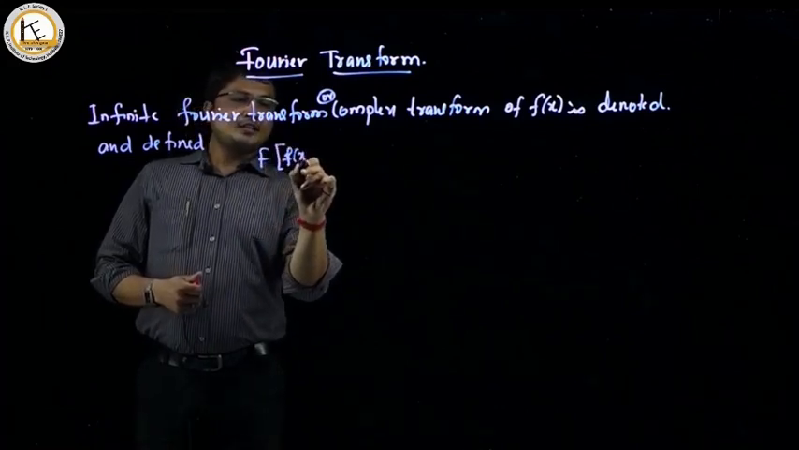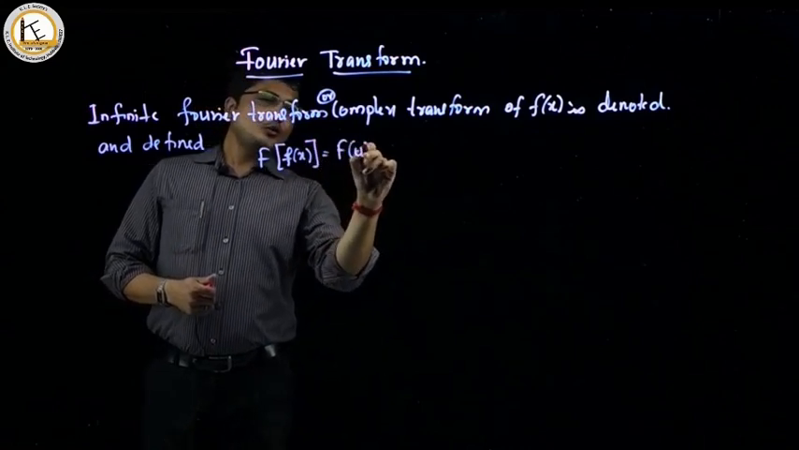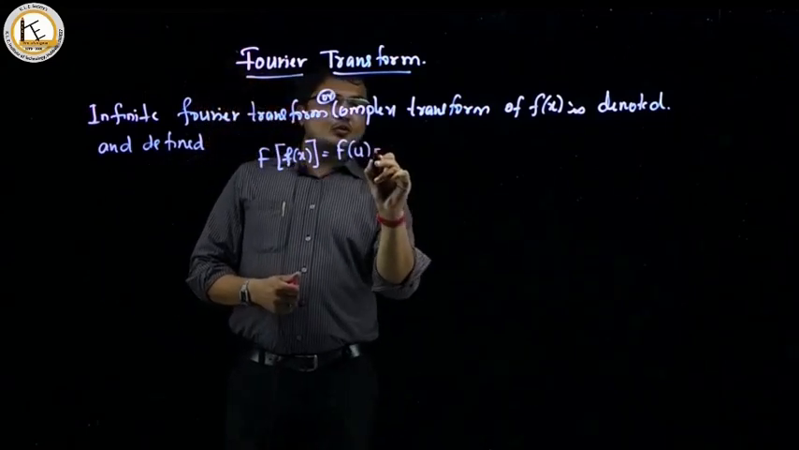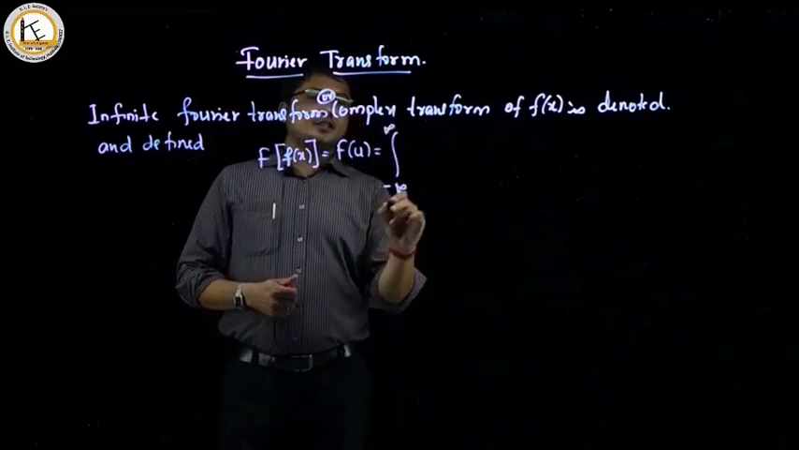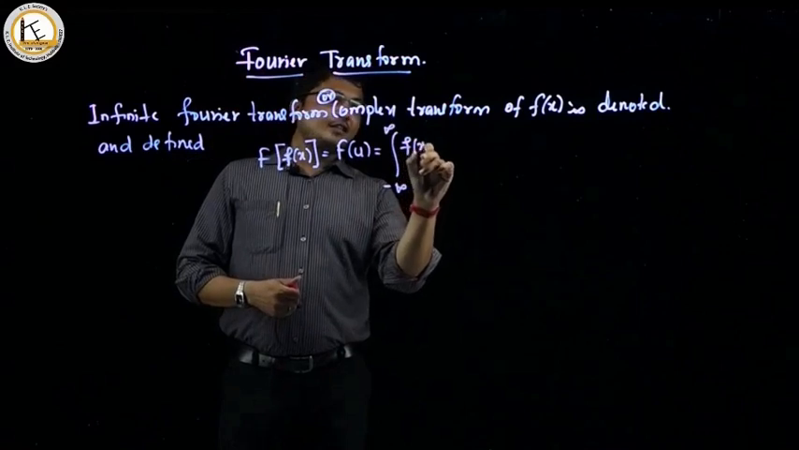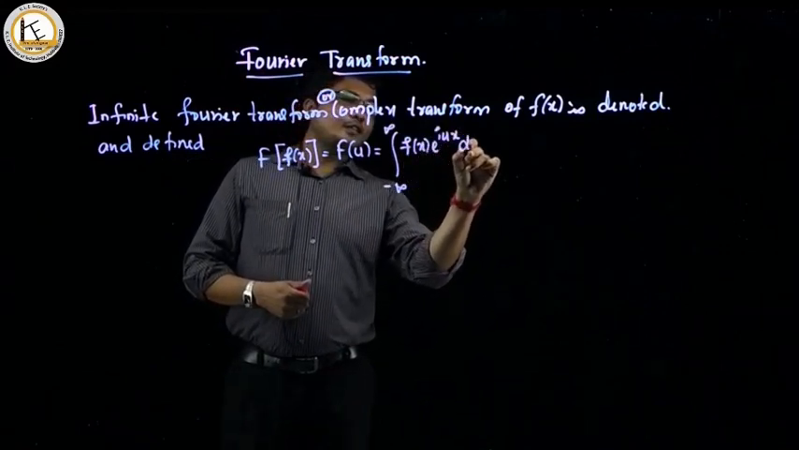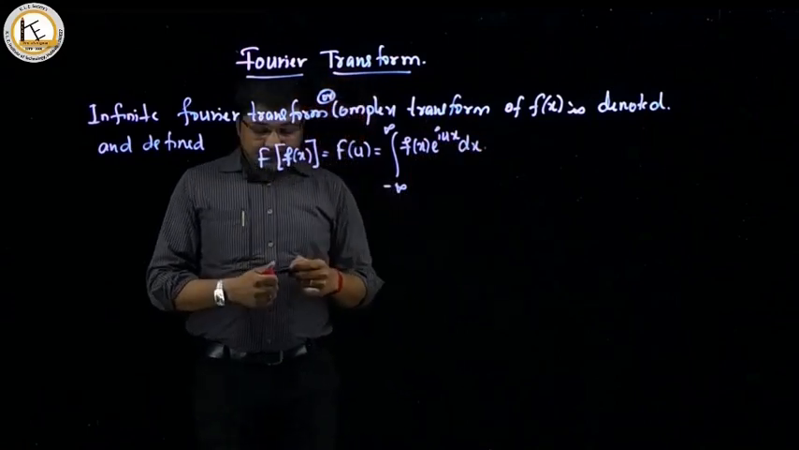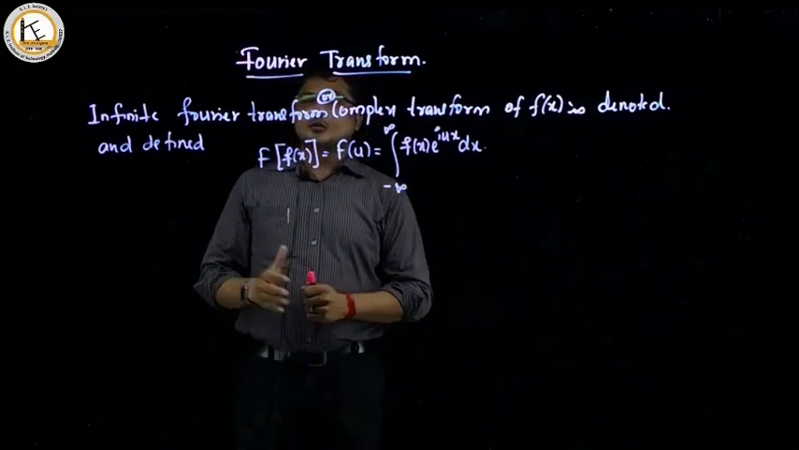F of u, which is equal to the integral between minus infinity to plus infinity of f of x into e raised to plus i u x with respect to x. So this is the mathematical form of Fourier transform. So how do we define it?